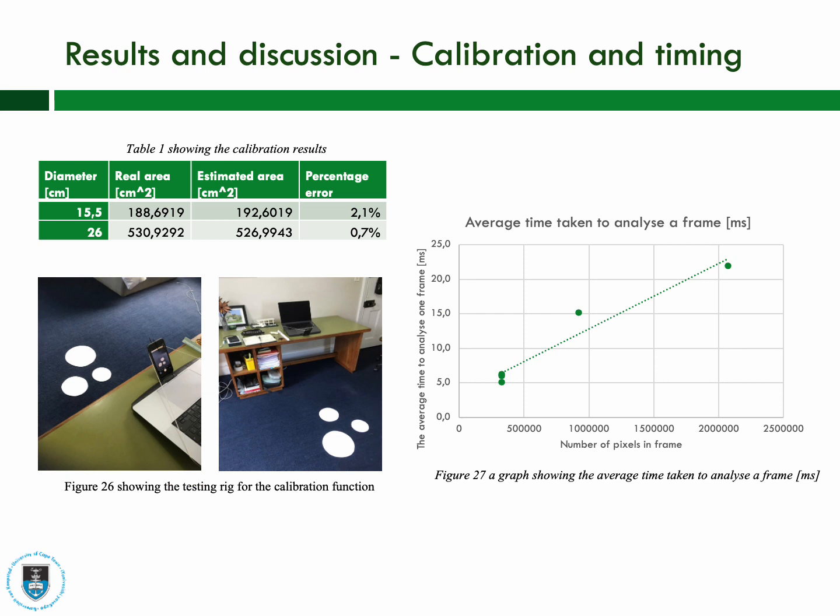The sizing calibration and time to execute had to be evaluated as well. The image below shows the setup that was made to test the sizing calibration. So the table above shows that there was a percentage error of 2% in going from the amount of pixels in a contour to the amount of area in real life. This percentage error is sufficiently small and can be moved forward with, whereas looking at the average time taken to analyze a frame, you can see that as the resolution increases, the time to analyze a frame also increases.